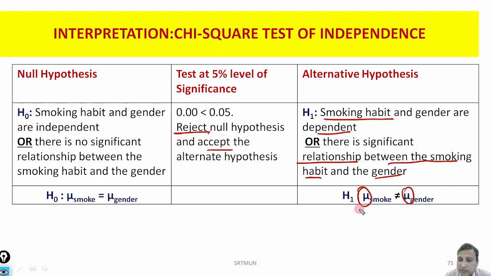Again, please don't get confused here. Here the mu doesn't mean mean. We have placed it just for simplicity, for the sake of understanding. That's fine. The smoke is not equal to gender. Fine, because in a non-parametric test, the mean doesn't work. Here, the median can work. Fine. So this is the way that we perform chi-square in SPSS and MS Excel, and this is the way that we interpret and read the results.